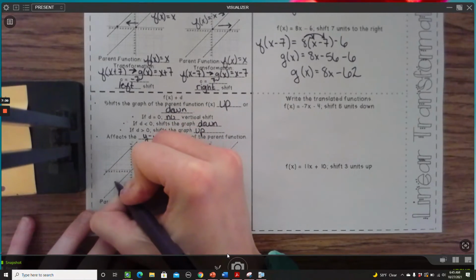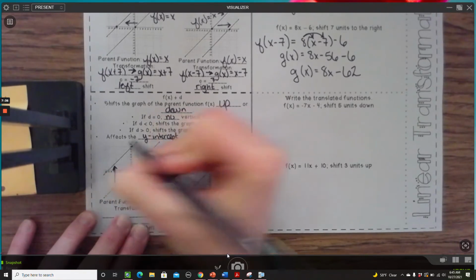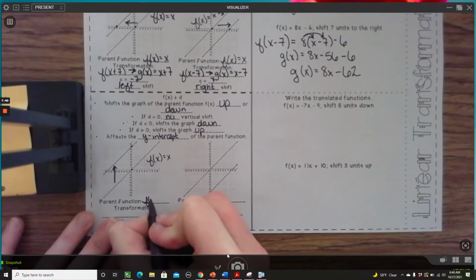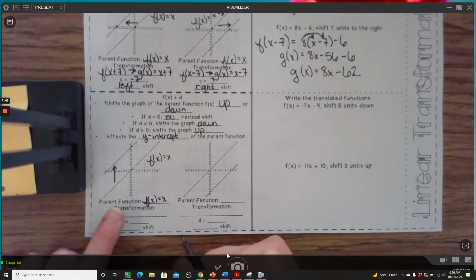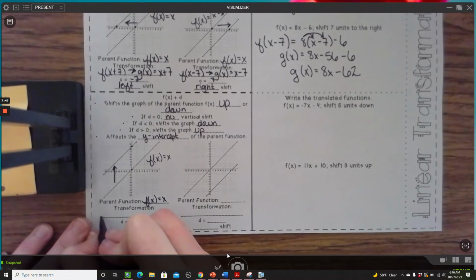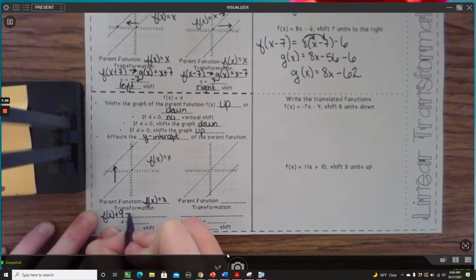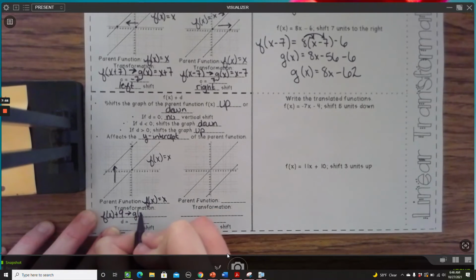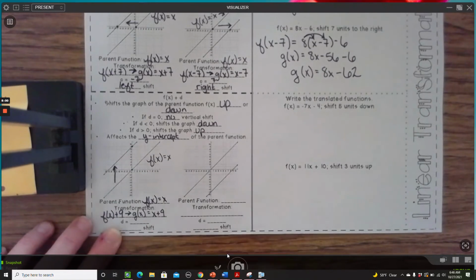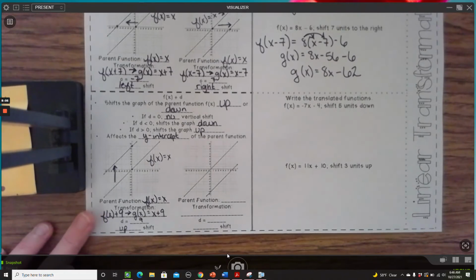So this time we're shifting up. So I'm going to see how far it shifted up. It went from 0 to positive 9. So we shifted up. So my parent function is f of x equals x. If I shift it up, I'm going to add that number. So the rule would be f of x plus 9. So my equation would be g of x equals x plus 9. That's the equation of this new line. So d equals 9, and it's an upshift.